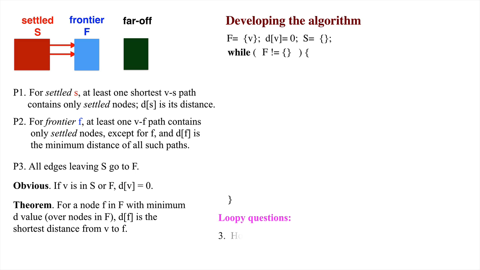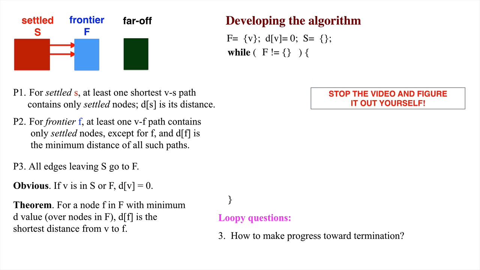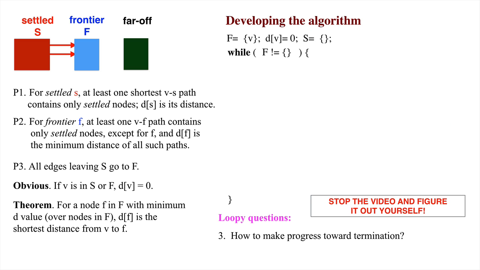Third loopy question. How does a repetend make progress toward termination? Stop the video and figure this out for yourself, then continue the video. The repetend should increase the size of the settled set, since the loop terminates when the settled set contains all nodes reachable from V. The theorem shows us how to make the settled set bigger.